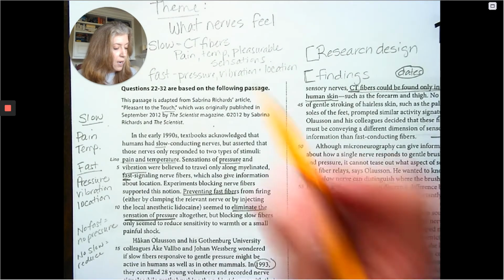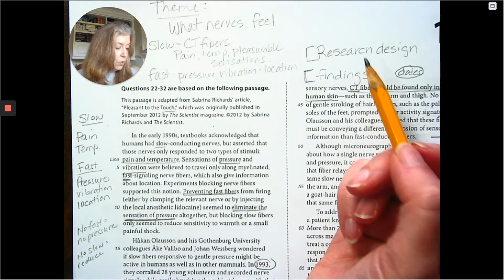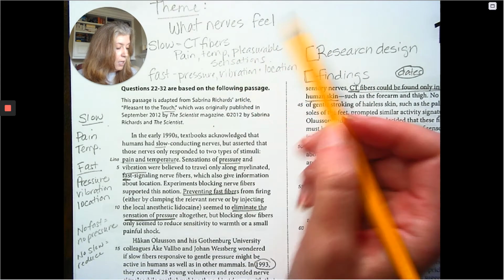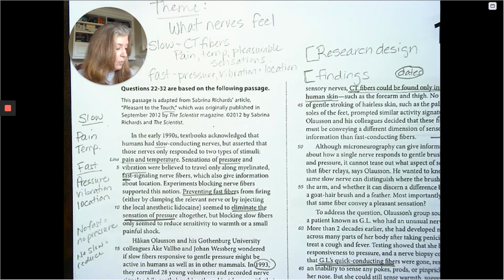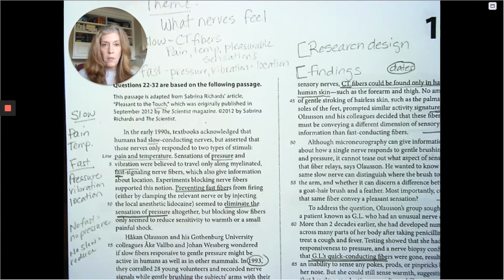So if there's no fast, they will not feel pressure, vibration, and location. If there's no slow, then they'll feel a reduction in pain, temperature, and pleasurable sensations. So let's have a look at what the questions are about.